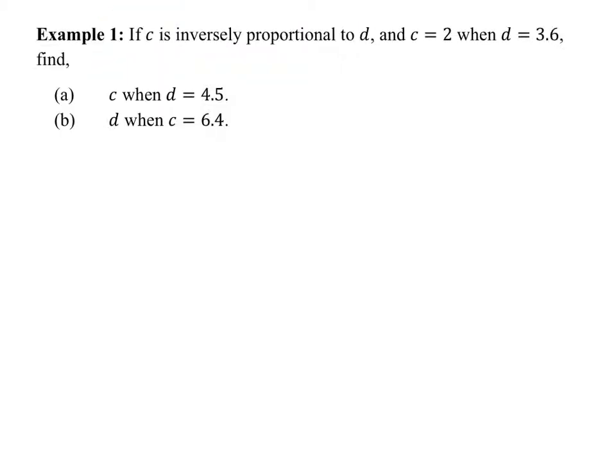An example. So if C is inversely proportional to D, and C is 2 when D is 3.6, find C when D is 4.5, and find D when C is 6.4. A very, very common problem for an SAT. Okay, inverse variation. Simply put, nothing like a major word problem, but you still have to know what you're doing. So if C is inversely proportional to D, how do I start? What do I write automatically? Normally we say Y is inversely proportional to X, but now we say C is inversely proportional to D.